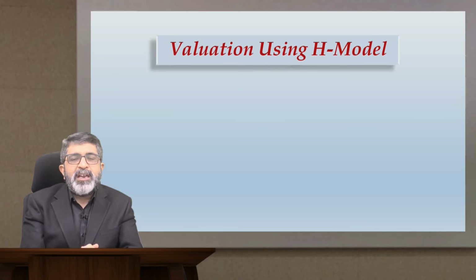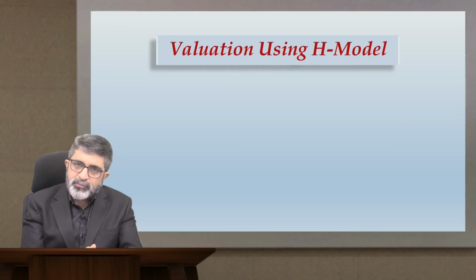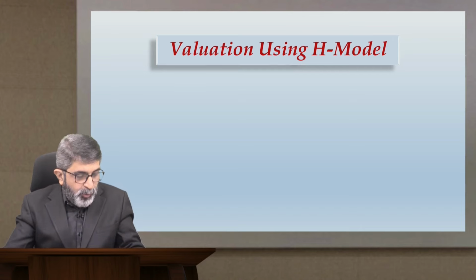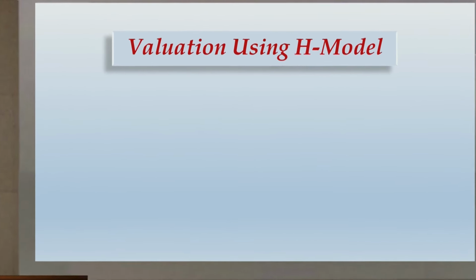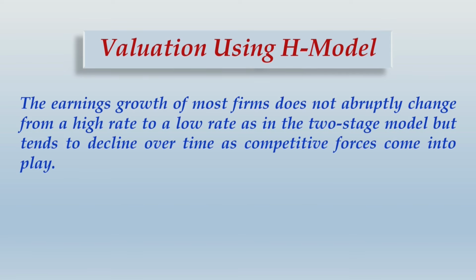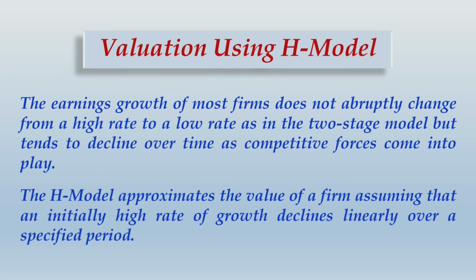So let me first provide some initial notes to you, and then you start dealing with the application of the H model. So please write up these important notes that I display on screen and then I take you ahead. The earnings growth of most firms does not abruptly change from a high growth rate to a low rate as in the two-stage model, but tends to decline over time as competitive forces come into play. The H model approximates the value of a firm assuming an initially high rate of growth declines linearly over a specified period. So please write up these couple of paragraphs and then I take you ahead.